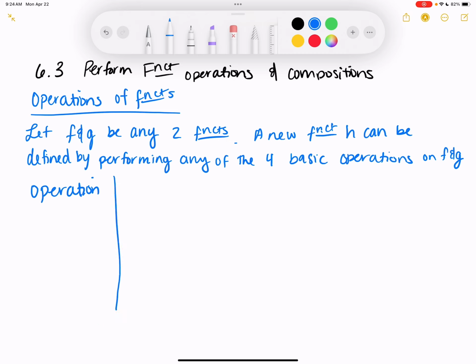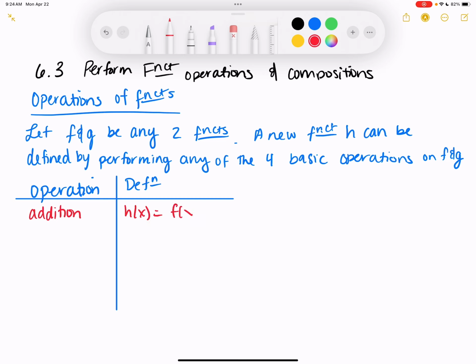And then definition. So we've got addition, which would say that h of x is equal to f of x plus g of x. Subtraction, h of x is equal to f of x minus g of x.